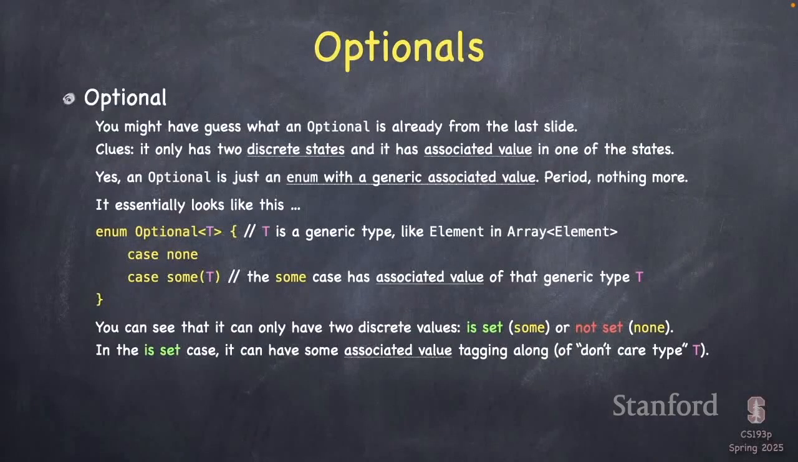And so you can see that something that's of type Optional can only have two values, .none or .some with the associated value that goes along with it. And that associated value can be any type because T is a placeholder. It's a generic. It can be anything we want right there.